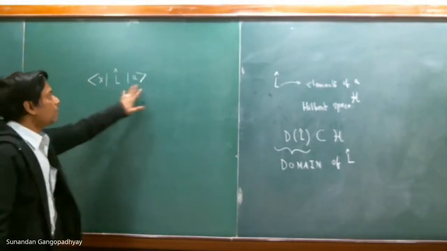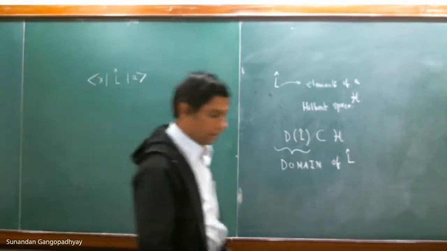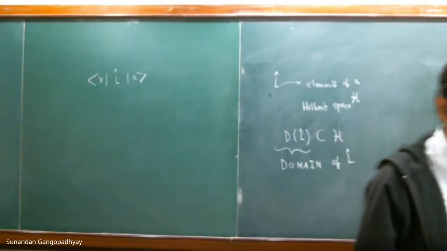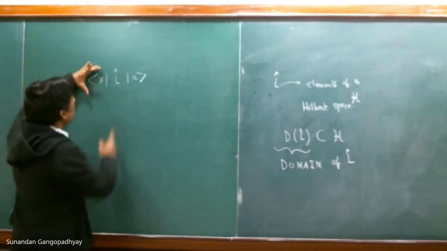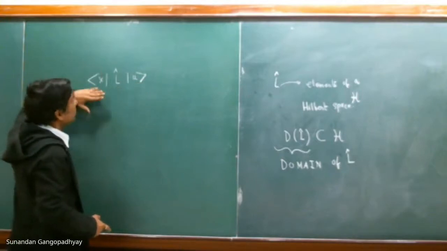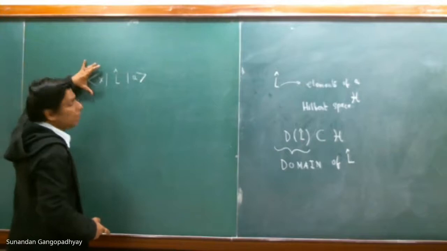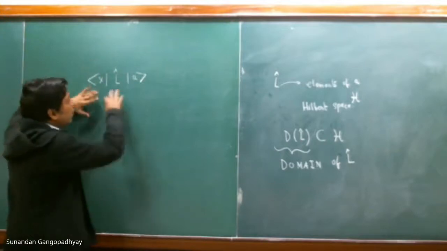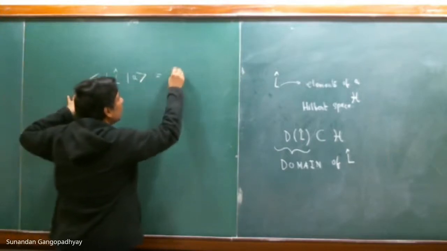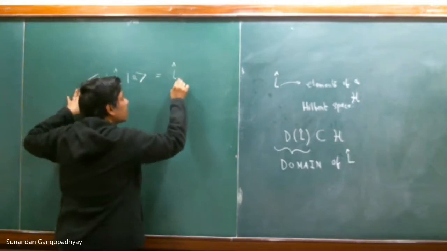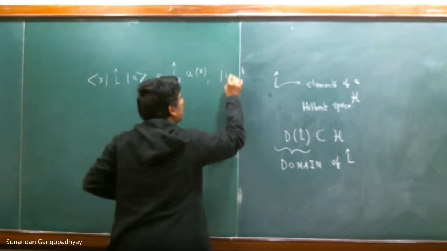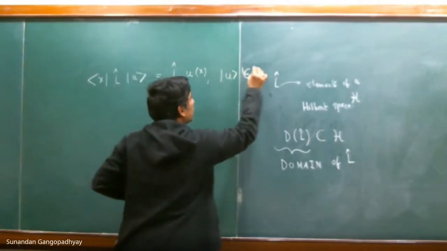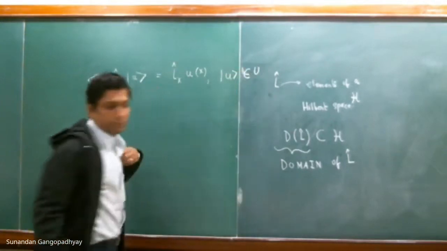You are familiar with this ket and bra notation, right? Yes, sir. So L hat acting on ket U, and you take a position representation. Let me call this position representation. This is the bra X, okay? And what is this? This is nothing but L hat X U X for ket U belonging to U.